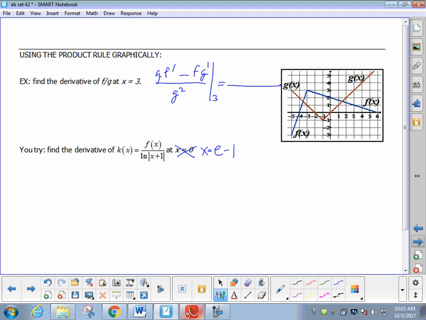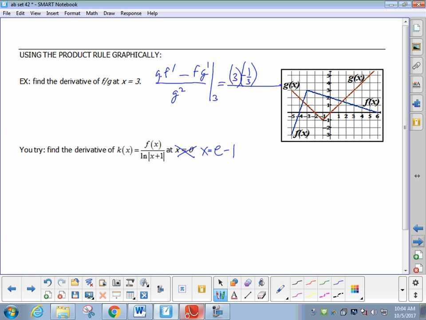G at 3. Is that a point or a slope? It's a point. What is G at 3? 3. F prime at 3. Is that a point or a slope? Slope. What is the slope of F at 3? Negative 1/3. Do you agree with the slope of F being negative 1/3?